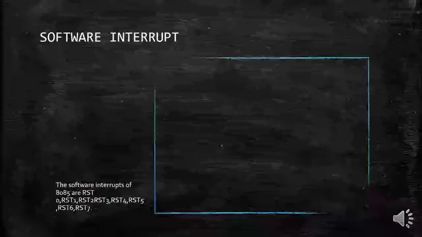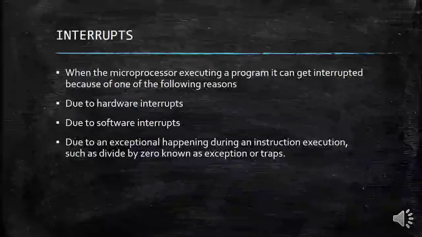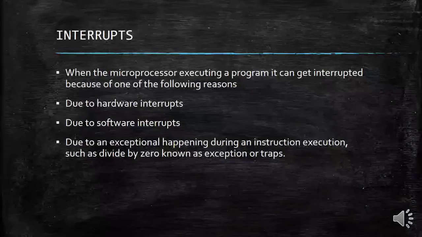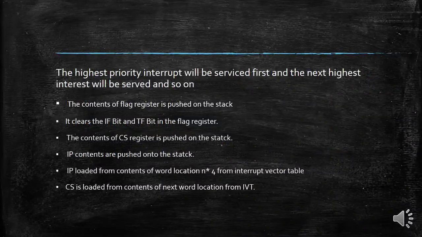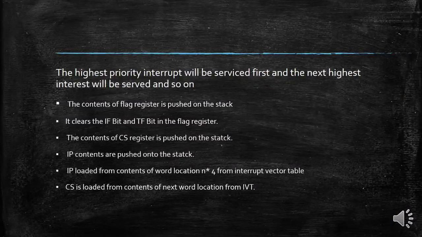Flag register value is pushed on the stack. CS value of the return address and IP value of the return address are pushed on the stack. IP is loaded from the contents of the word location type number times 4. CS is loaded from the contents of the next word location. Interrupt flag and trap flag are reset to 0.